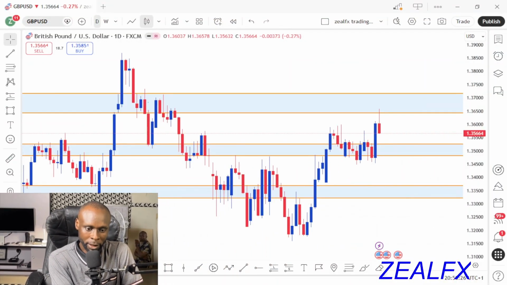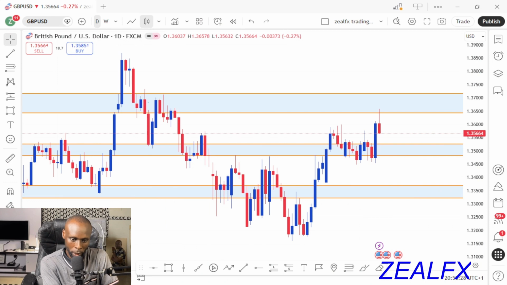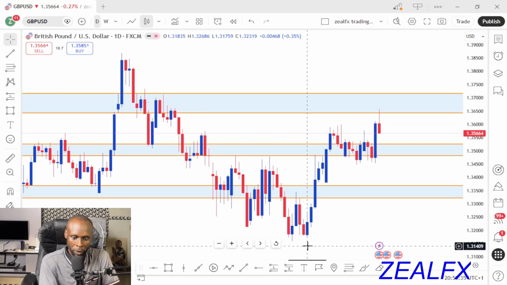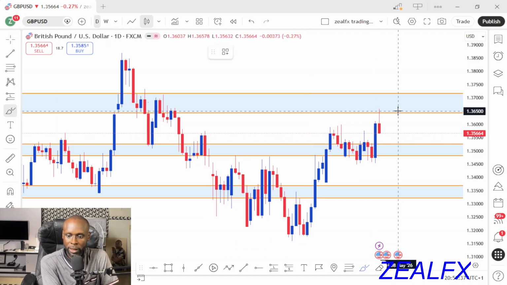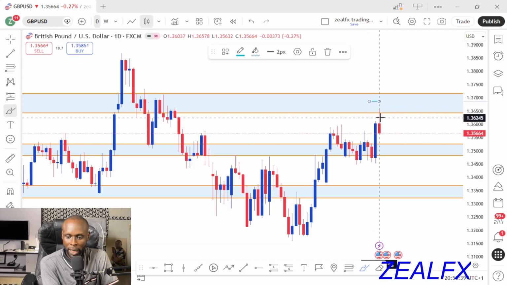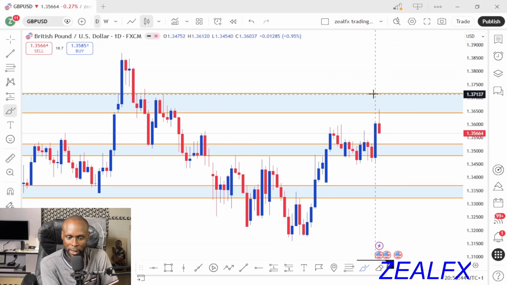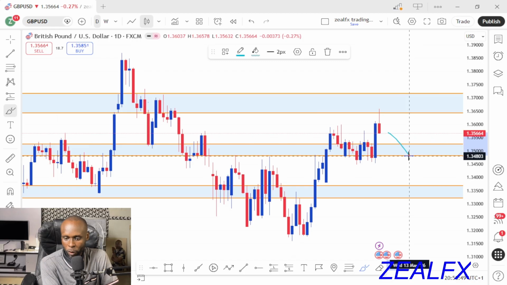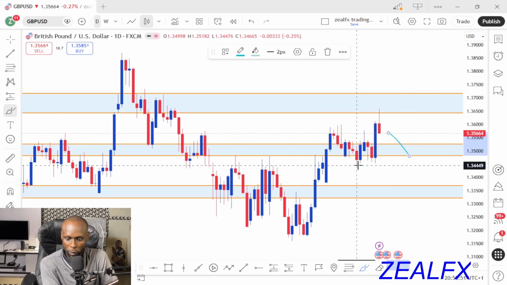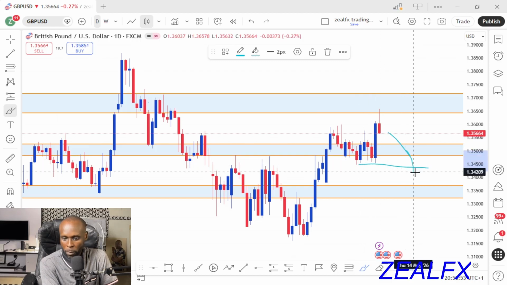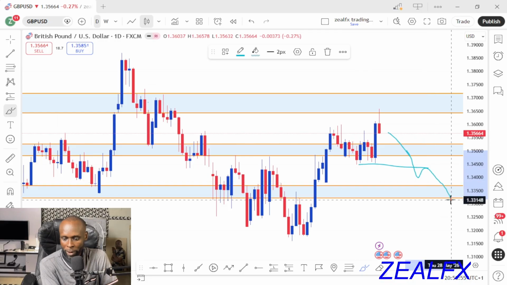So we'll be starting our analysis with the Pound USD. The Pound USD on my daily chart rejected from this key resistance level. So long as price rejected from this particular resistance level, this is a sign of price retesting back to this support level. And a break of this support level might trigger more of the bearish trend to the downside for the Pound USD.